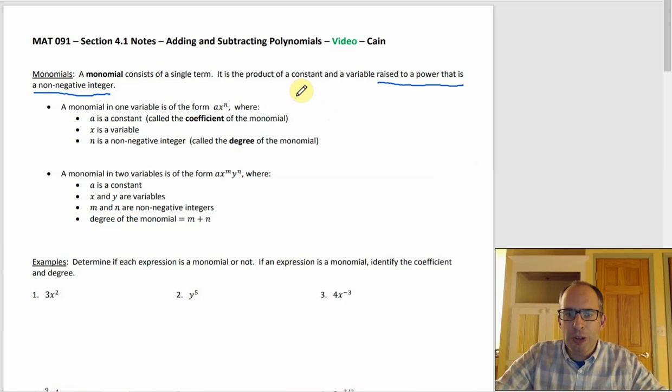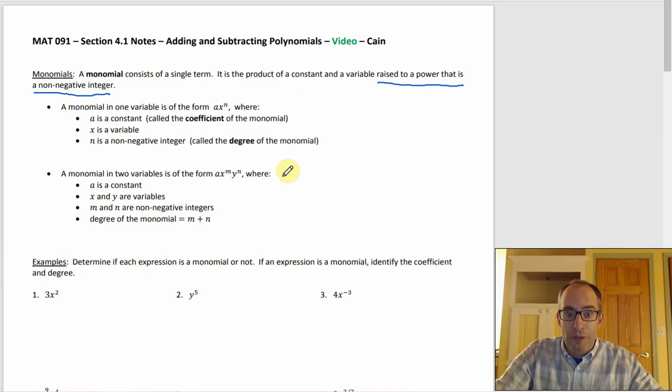So you can have a monomial in one variable where it would look like this: a times x to the n, where the a is some number, right? That's going to be a constant. So that would be called the coefficient of the monomial. That's traditionally the word that's used for that. X being the variable, and then n, the power, being a non-negative integer, which is called the degree. So the degree is the same thing as the power of the variable that's there, at least for a monomial in one variable.